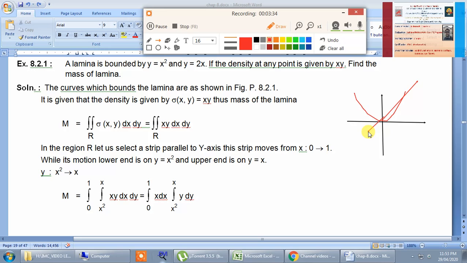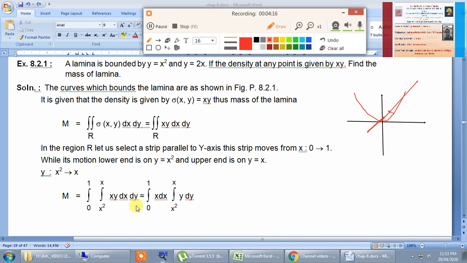Which one? y is equal to 2x. If you put y equal to x square here, x square equal to 2x gives, cancelling x, x equal to 2. So here this region is the region of integration R, and that is the region of the lamina. Now in order to find the mass of the lamina, we should do a double integration over that region R, where the density is directly given as xy. So we integrate double integration over the region R of xy dx dy.